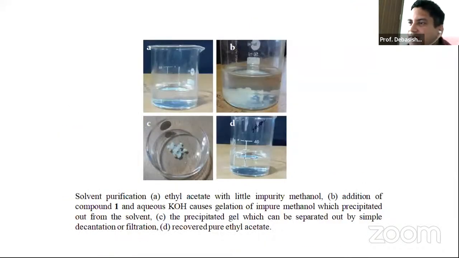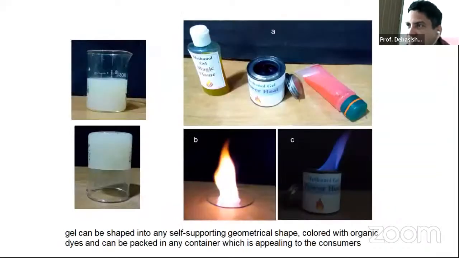Okay, and so you can use this gel formation technique to remove a very small amount of water contaminating an organic solvent. If there is a little amount of water in an organic solvent, you can use this gelator to make the water into a gel and then take it out from the organic solvent. So that's what I was saying.